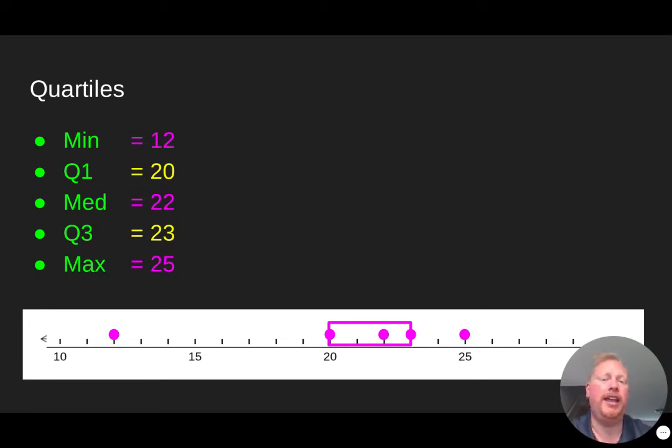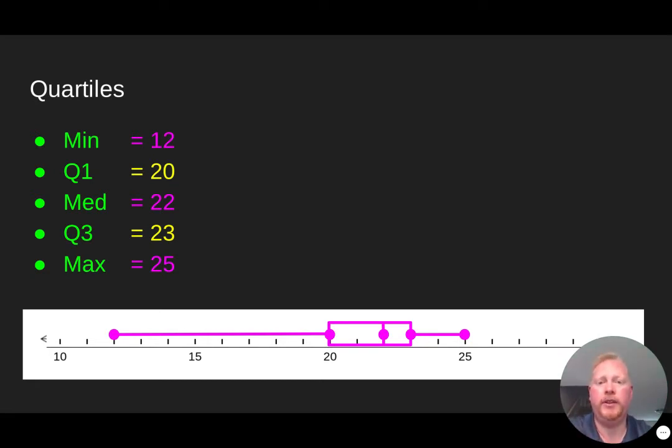Then we're going to put a vertical line where that median is. And there's our box. Now, for the whiskers, all you have to do is draw those lines. And that's it. That's our box and whisker plot. Okay? That's all you have to do: plot those 5 pieces of data, put a box around the quartiles, and then draw the whiskers to the maximum and the minimum.